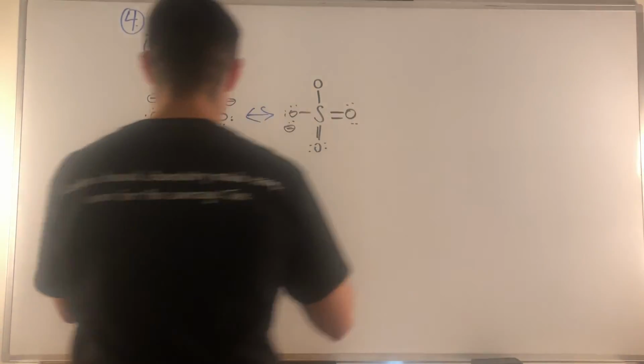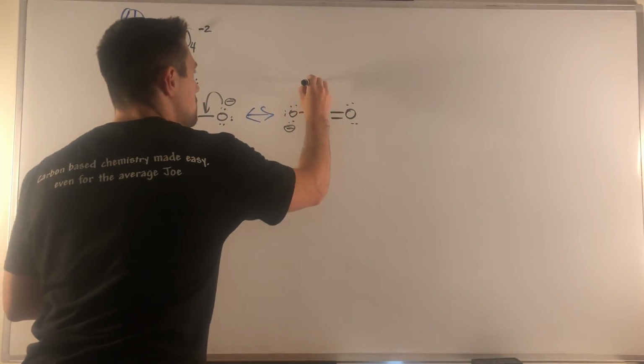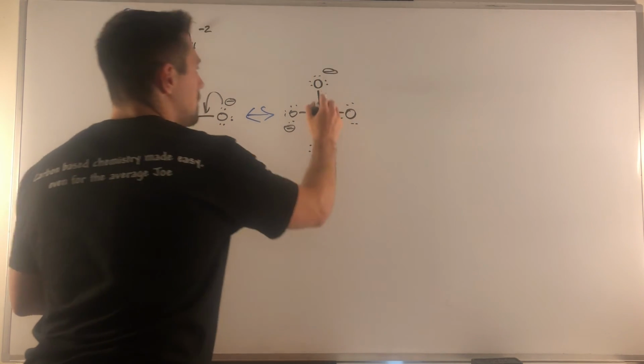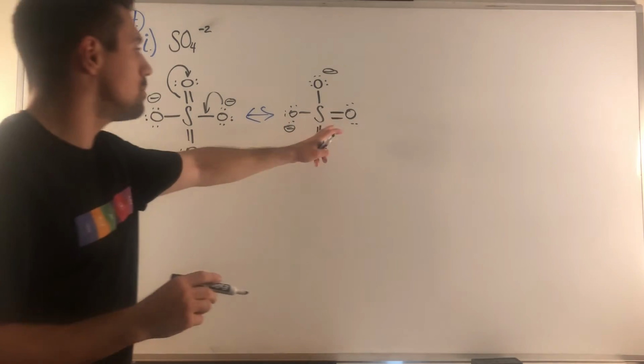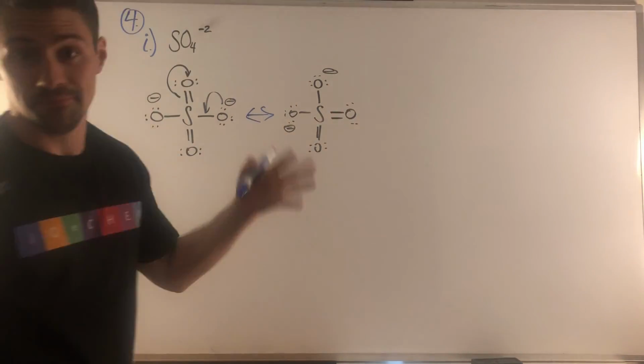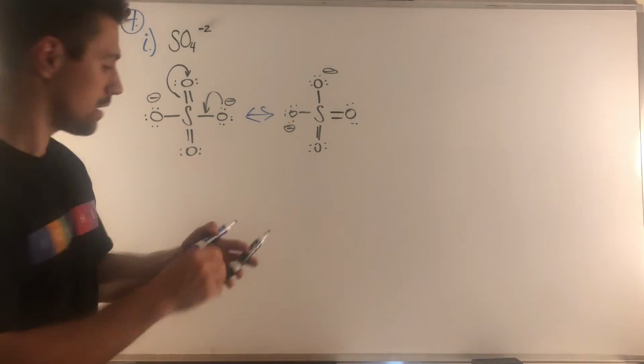I'm going to switch over here now. And now I have a negative charge up top, right, because 1, 2, 3, 4, 5, 6, 7 for that oxygen. And this oxygen is now neutral because 1, 2, 3, 4, 5, 6. Okay, so let's keep going.